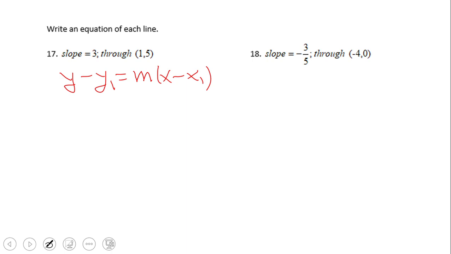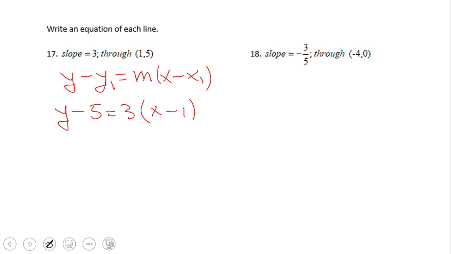Y minus y1 equals m times the quantity x minus x1. As you notice, everything is given to us. The slope is 3, x1 is 1, and y1 is 5. So we're going to have y minus 5 equals 3 times x minus 1. Obviously, if we need the slope-intercept form, you need to solve for y.